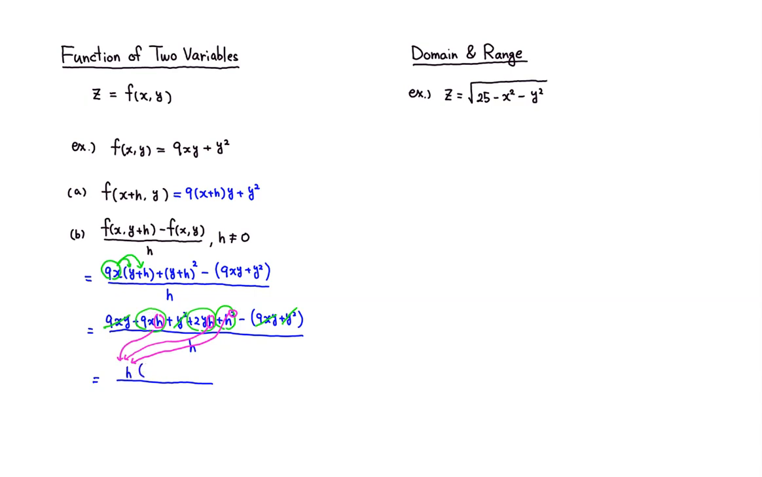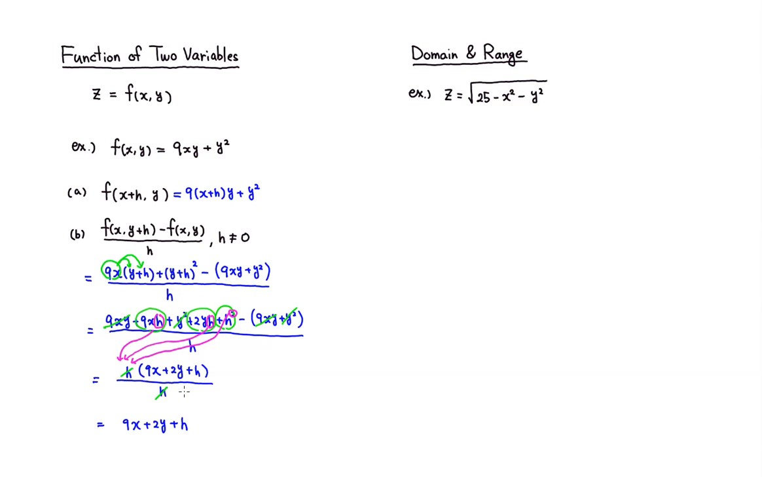What's left is 9x from the first term. The next one is plus 2y. And then you have another h. So you have that, and then all over h. You can see h divided by h cancels out. You have the same common factor on top and bottom. h over h is 1, so you can cancel those. And what's left is 9x plus 2y plus h.